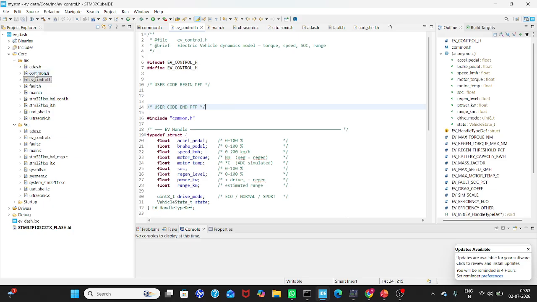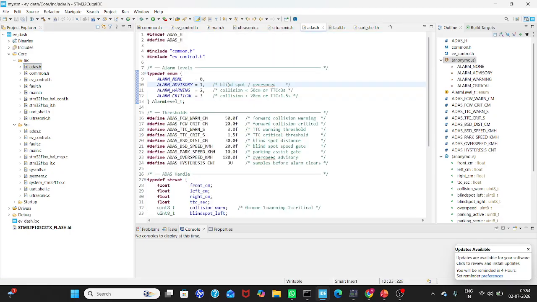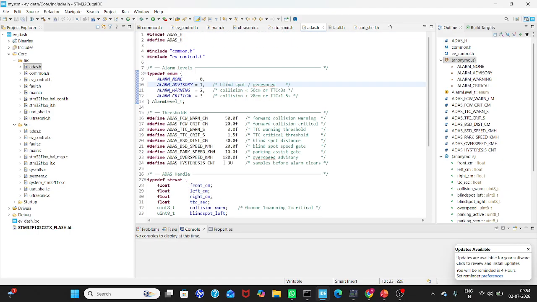Next thing, ADAS.h. Advanced Driver Assistance System. It is the intelligence of the project. It continuously monitors the vehicle speed and the distance measured by ultrasonic sensors to detect dangerous situations. It defines different alarm levels: alarm none, alarm advisory, alarm warning, alarm critical, etc.